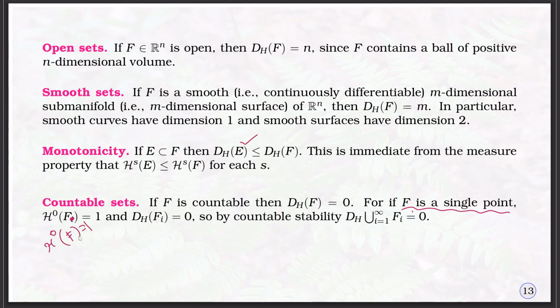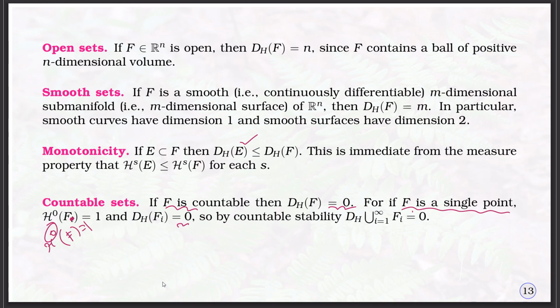If H0 of F is 1, then the dimension is 0. That means any single point, that means any finite set, has dimension 0. Also, if the set is a countable set, then its Hausdorff dimension is 0. So by countable stability we can prove that the dimension of the union of F_i for i equal to 1 to infinity is equal to 0, because each single set has dimension 0. If F_i is a single set, this is true.